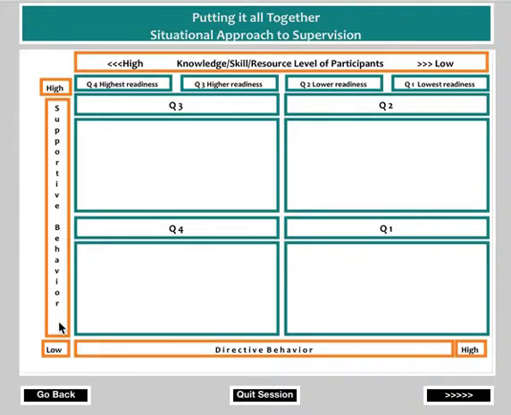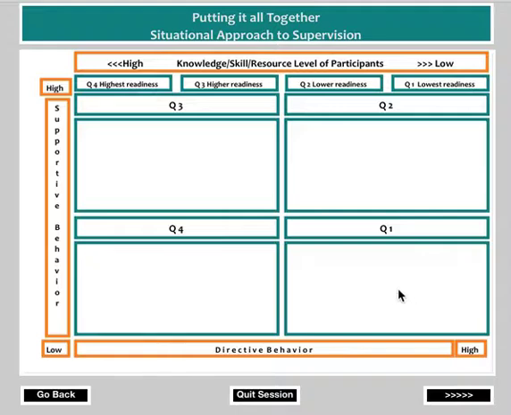Now here, on the vertical axis, we have supportive behavior by the supervisor. At this end, it would be high supportive behavior, and at this end, we have low supportive behavior. And we have four quadrants, Q1, Q2, Q3, and Q4.